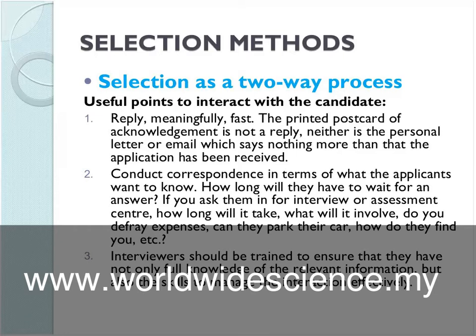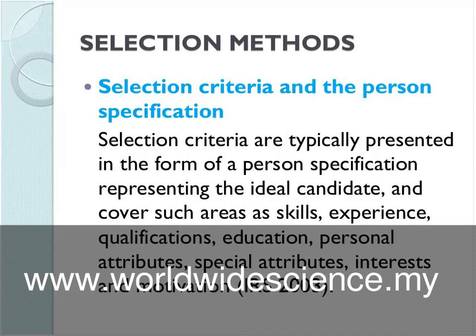Here are the selection criteria and the person specification. The selection criteria are typically presented in the form of a person specification representing the ideal candidate, and cover such areas as skills, experience, qualifications, education, personal attributes, special attributes, interests, and motivation. Of course, we are trying to find the ideal candidate. We will find the best from the best.